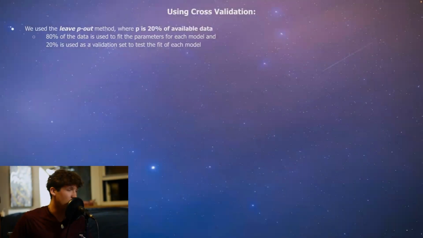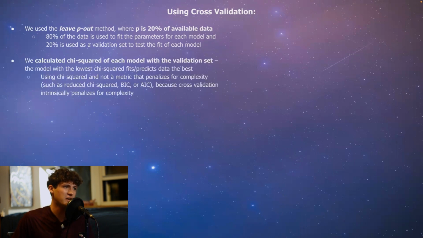That's using cross-validation. So we use a leave P out method, where P is 20% of the available data, meaning 80% is used to train and fit the model, and then the rest of the 20% is used as a validation set. We calculate a chi-squared of each model using the validation set as well, and the reason why we don't use the BIC or the reduced chi-squared is because that would be double dipping on penalizing for complexity. The method of cross-validation intrinsically penalizes for complexity.